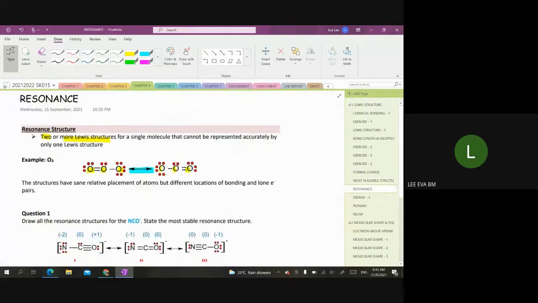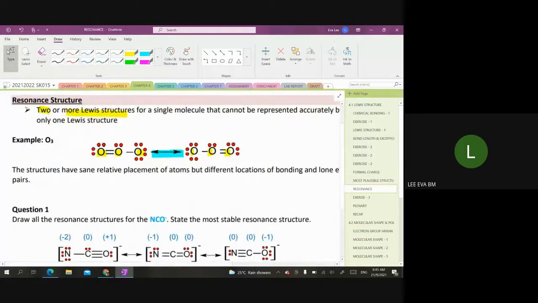So we look at this structure, O3, because there is no difference, the structures have the same relative placement of atoms but different locations of bonding. Okay, same relative placement of atoms, different locations only. So using the resonance arrow to represent the relationship between both of these structures.